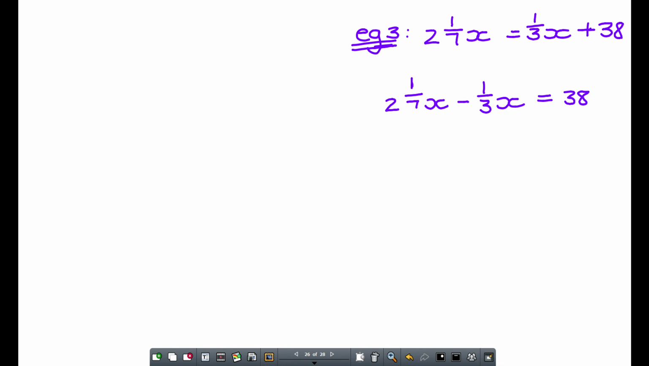We use our calculator and say 2 and 1 over 7 minus a third. And that's going to give me 38 over 21 x still equal to 38. Please, people, remember that when we put this into our calculator, you've got to use that shift.